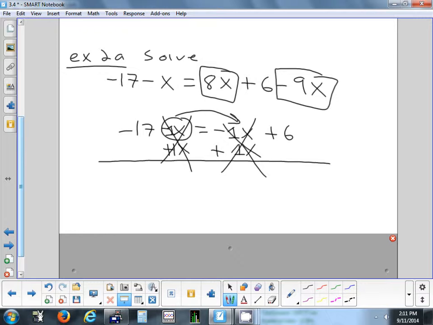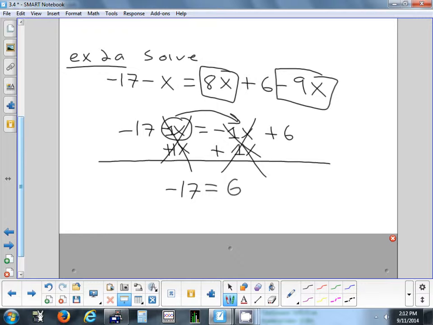One of two things could happen. What's on the left-hand side now? Negative 17. What's on the right-hand side? Positive 6. When all your letters are gone, now you're done. There's nothing else to do. You have to look at this and figure out, what does this mean?